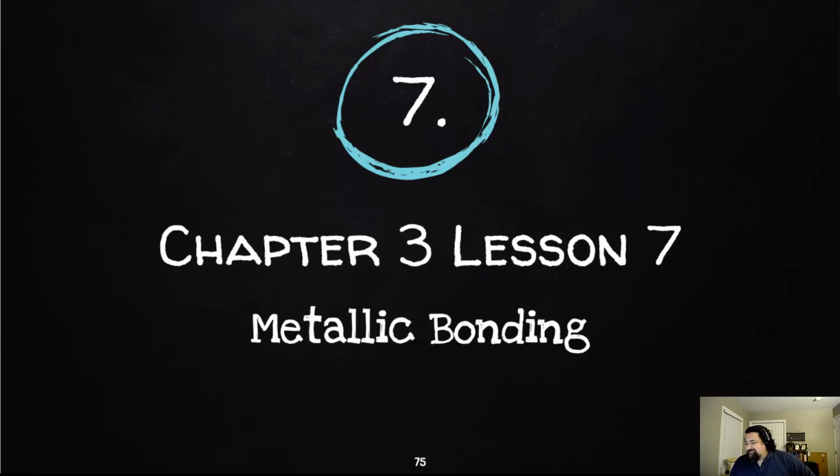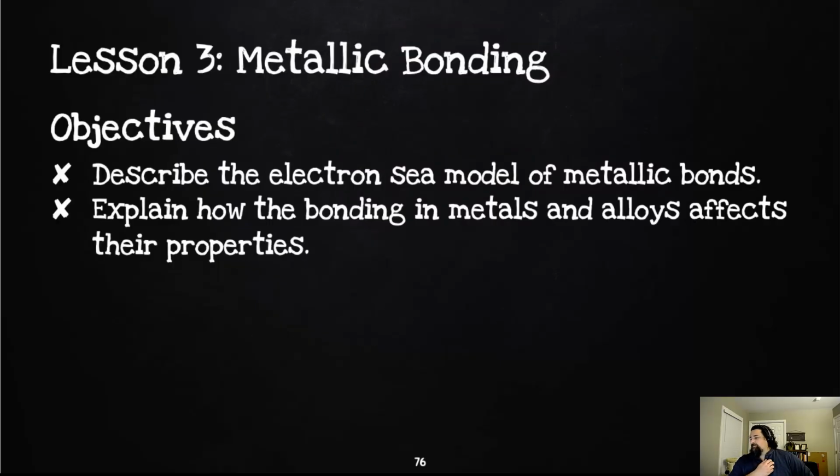Okay, today we're going to talk about metallic bonding. And so we're going to do two big things. We're going to talk about this electron sea model of metallic bonding, and we're going to explain how bonding in metals and alloys affects their properties.